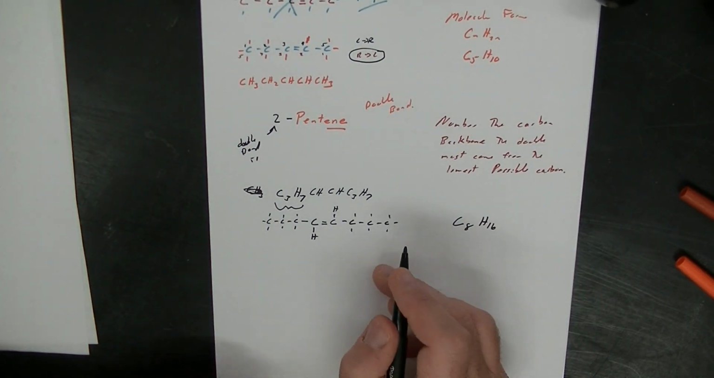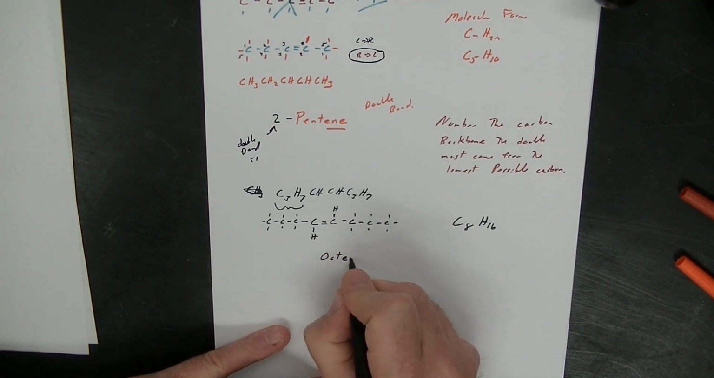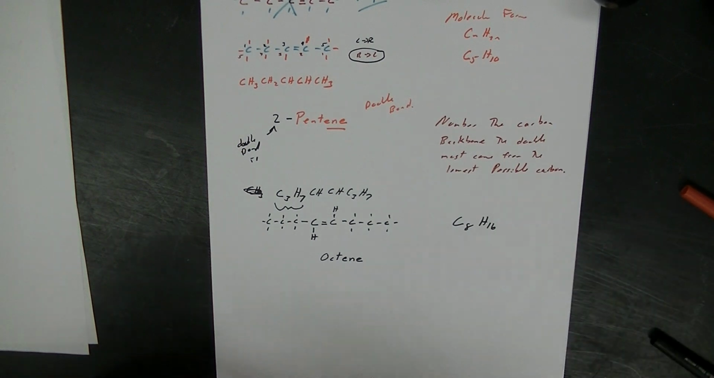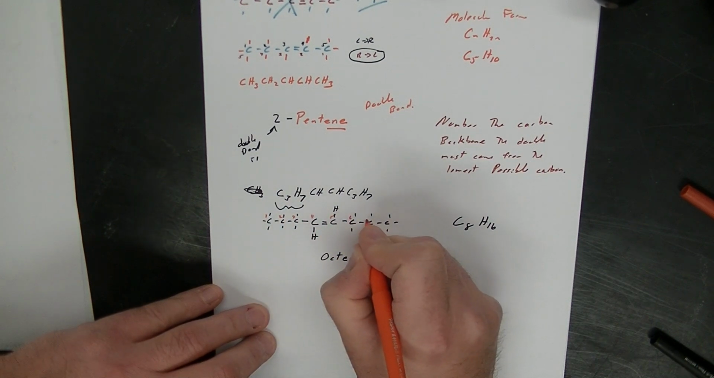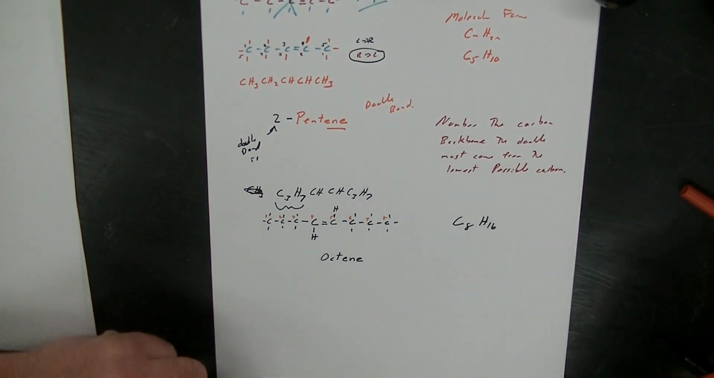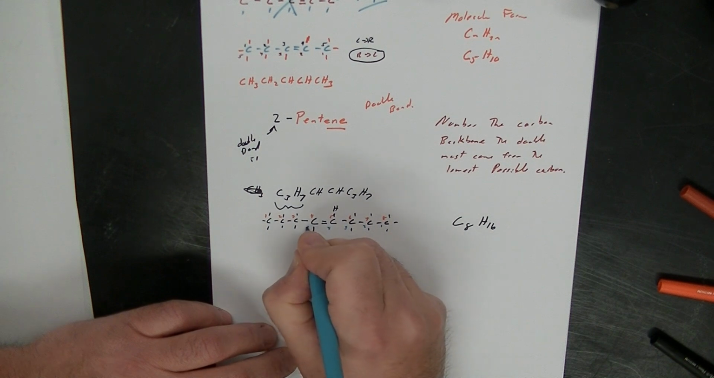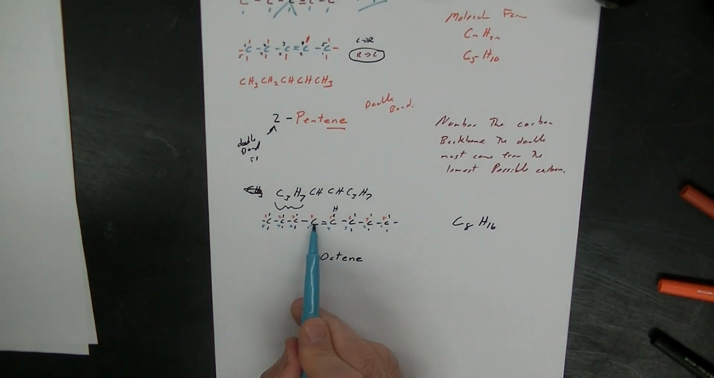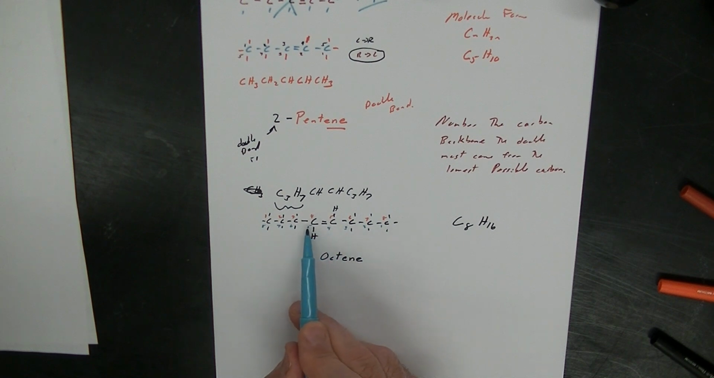Well, an 8 carbon chain is oct. It's got a double bond, so it's octene. All right, now I need to number it because I have to know where the double bond is. So I could number it 1, 2, 3, 4, 5, 6, 7, 8. Or I could number it 1, 2, 3, 4, 5, 6, 7, 8. If I go left to right, it's coming off the 4 and going to the 5. If I go right to left, it's coming off the 4 and going to the 5.